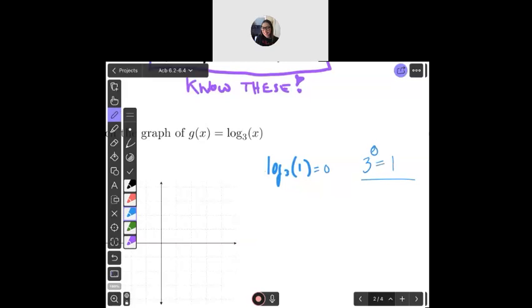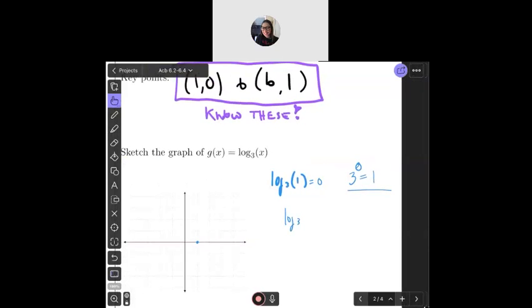So why is (1, 0) a point? Because when I plug in 1, the answer must be 0. 3 to the what is 1, and the answer there is 0. Thank you. And so then the other point was supposed to be (b, 1), right? Why is (b, 1) a point? Well, our base is 3, so that means this would be 3. So what does log base 3 of 3 mean? Colby, what does log base 3 of 3 mean?